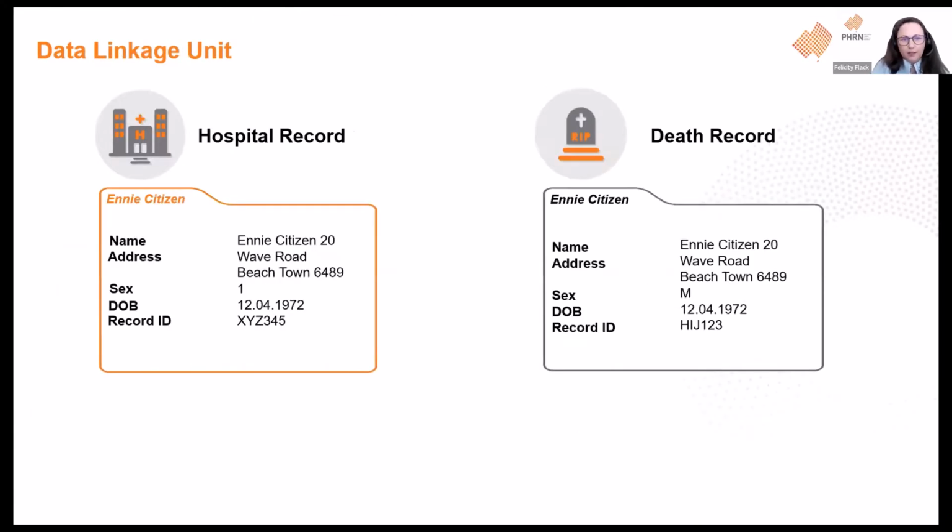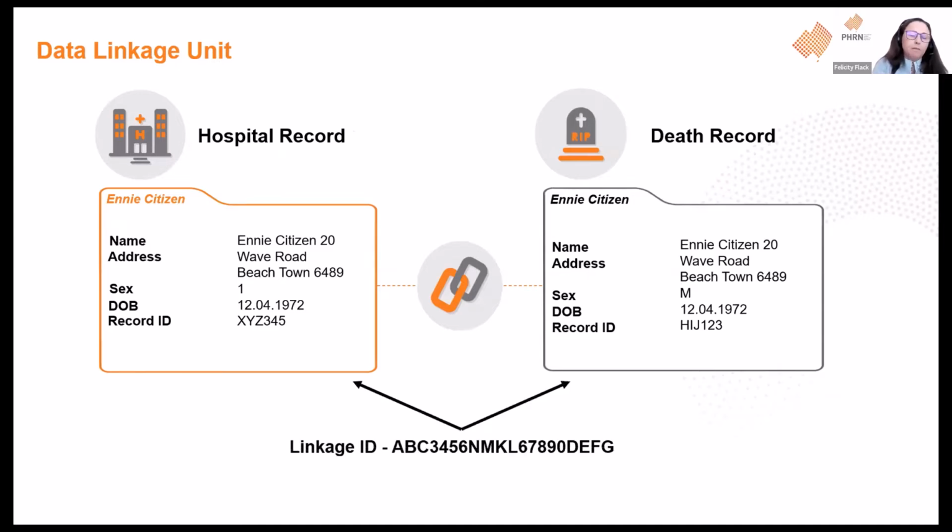The data linkage unit then looks at the two records, runs them through a computer program and decides whether they're a match, whether any citizen in the hospital record is the same person as any citizen in the death record. And in this case, the computer says yes, it is a match. And if there's a match, that linkage unit creates what we call a linkage ID, which is a unique person number.